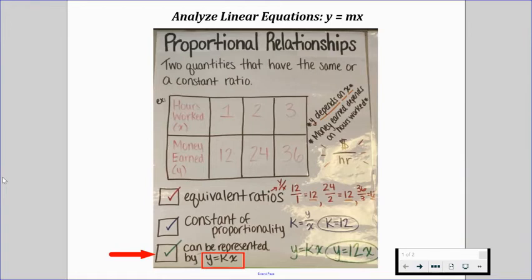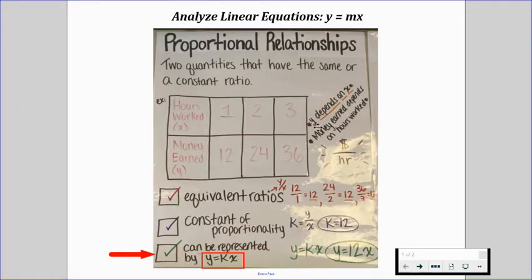Analyze linear equations y equals mx. In 7th grade, we explored in great detail proportional relationships. Proportional relationships are when two quantities have the same or a constant ratio. Here is an example from an anchor chart that is presented within our classroom.